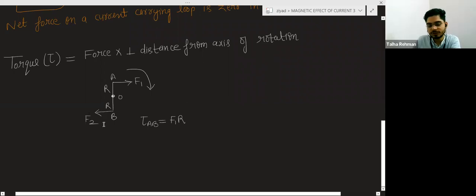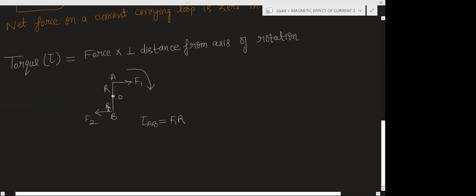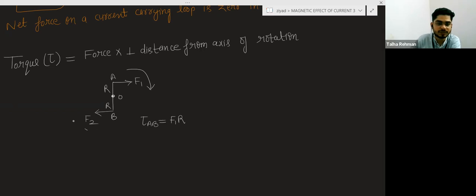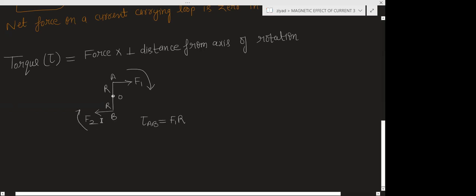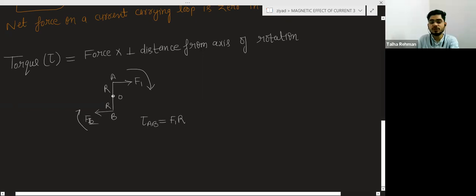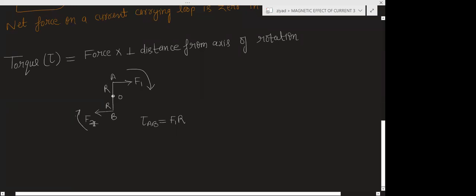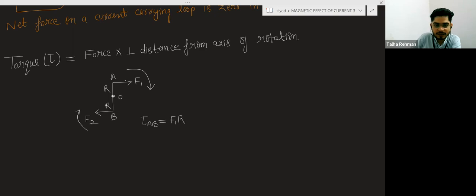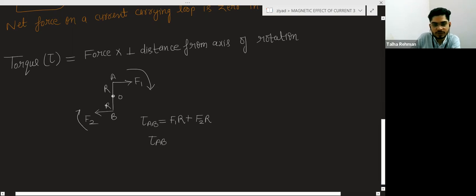Now due to this force there will be another torque. That is also given by force into perpendicular distance, but negative or positive you will take by looking at the direction. Sorry, this is also clockwise. This force is trying to rotate the rod AB in the clockwise direction, and this force is also trying to rotate this rod in the clockwise direction. So this will also be F2 into R, and here we will use the plus sign.